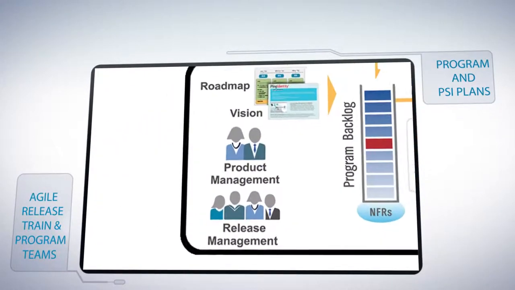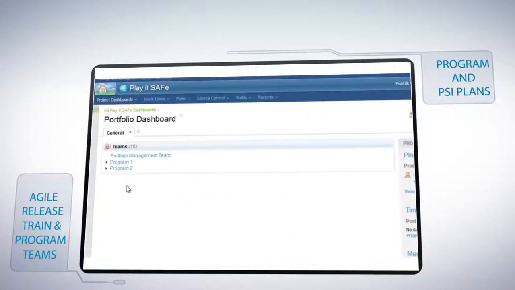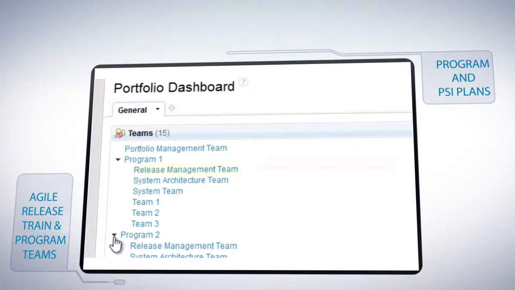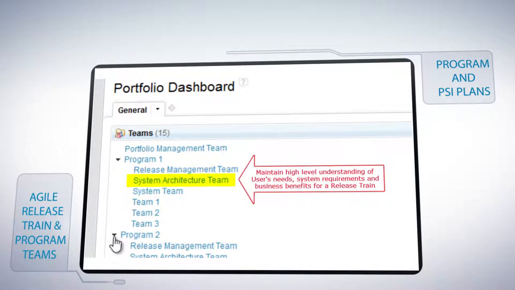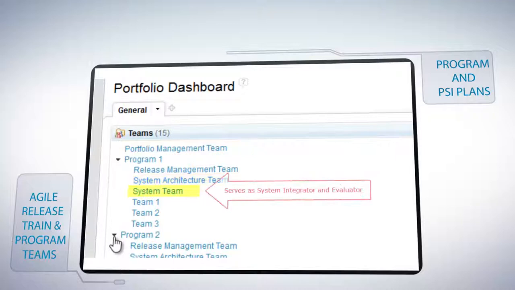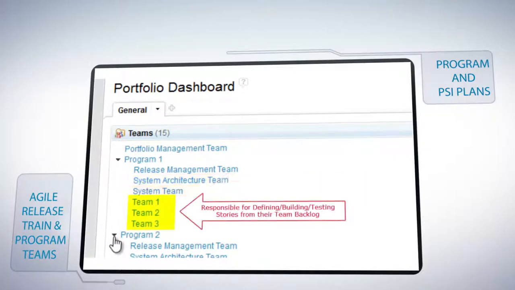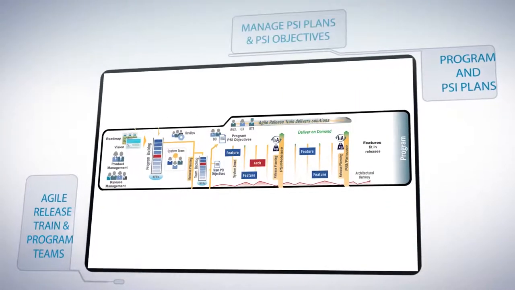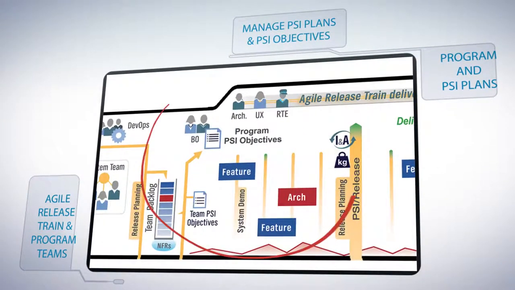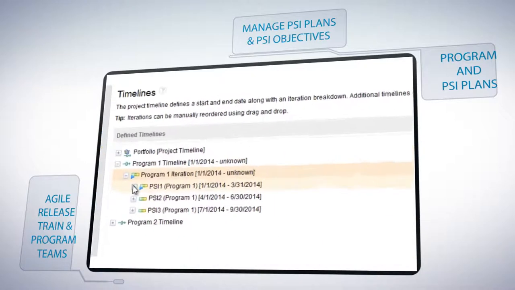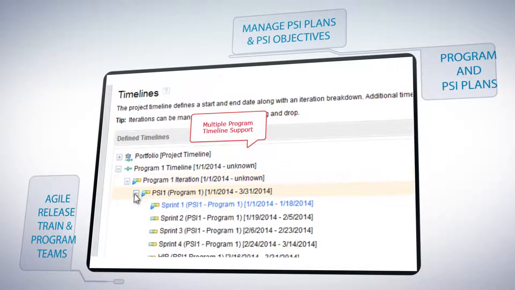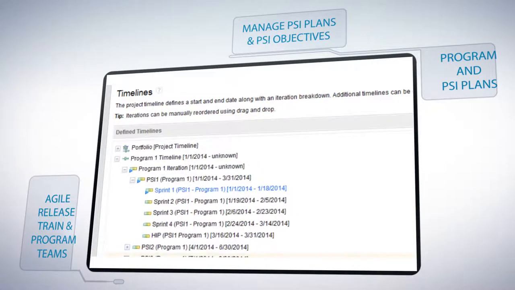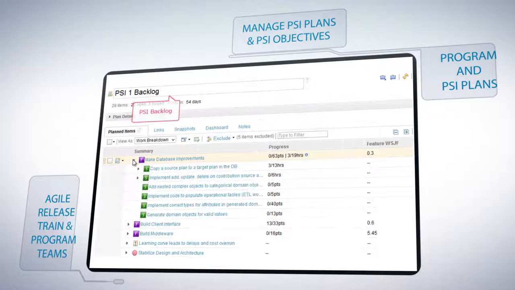The template supports multiple program-level teams, and their roles and activities are organized around the Agile Release Train. The Release Train leverages the development capability of 5 to 15 Agile teams as required by the value stream. You can view features and user stories in the PSI backlog, a collection of planned program PSI objectives and a set of features that are prioritized according to the weighted shortest job first prioritization.